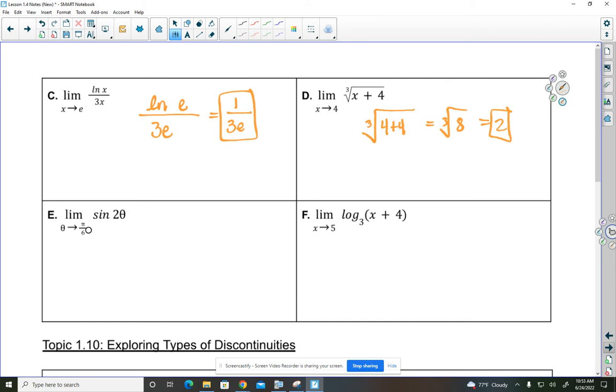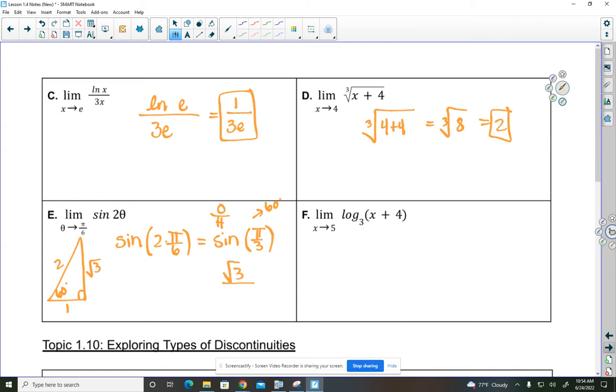A trig example: the limit as theta approaches pi over 6 of sine of 2 theta. So we want to evaluate at 2 times pi over 6, which is the same as pi over 3. Think about your unit circle from last year. If you don't remember that, then at least remember this: pi over 3 represents a 60-degree angle. If you draw a triangle that has a 60-degree angle, with the right angle opposite the 30, and use the 30-60-90 rule, the side opposite the 30 would be 1 unit, the side opposite the 60 would be square root of 3 units, and the hypotenuse would be 2. The sine is the opposite divided by the hypotenuse, so square root of 3 over 2. Otherwise, you have your unit circle memorized.